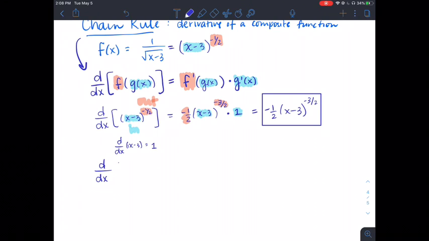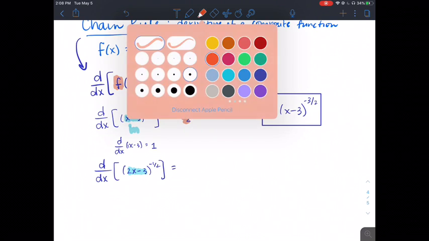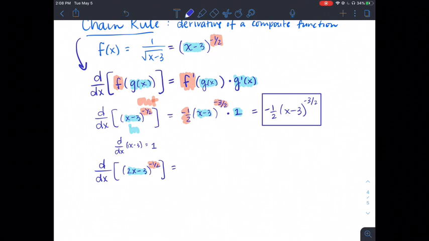If instead of doing the derivative of x minus 3 to the negative 1/2, I make it 2x minus 3 to the negative 1/2, my outside function is still the same. My inside function is 2x minus 3. So I'm going to start the same way. I'm going to take the derivative of my outside function, so it's going to bring down the negative 1/2. My new exponent's negative 3/2, and I keep the inside, 2x minus 3, the same.